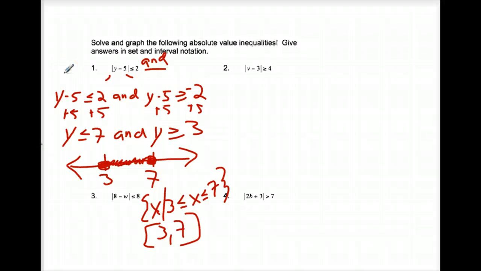Mr. Nico, just write set notation. X is less than or equal to 7, and x is greater than or equal to 3. I would try to do this. You're going to have to do that eventually, so you might as well learn how to do it now.